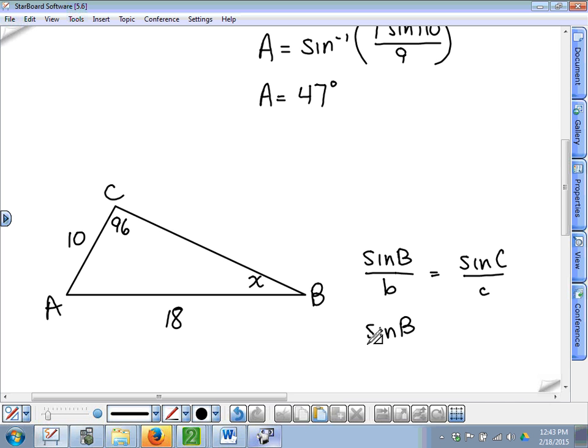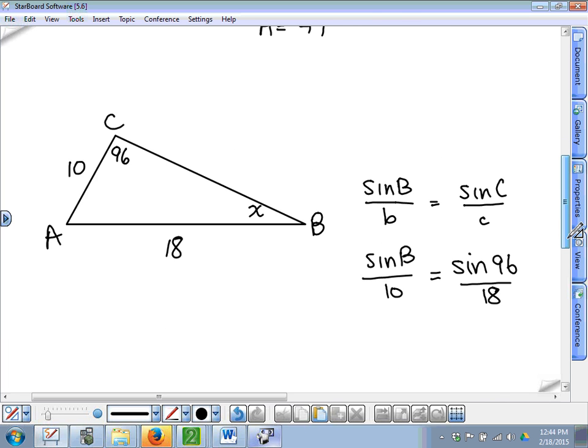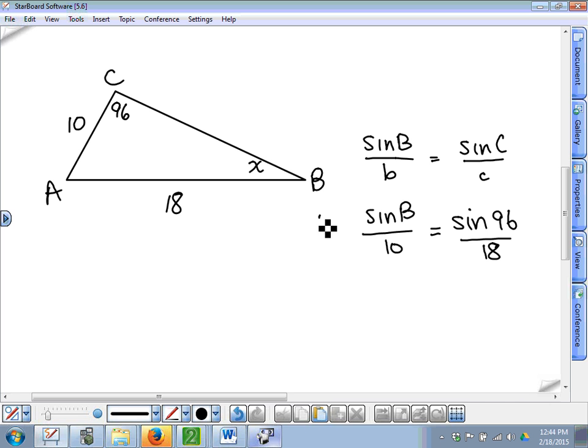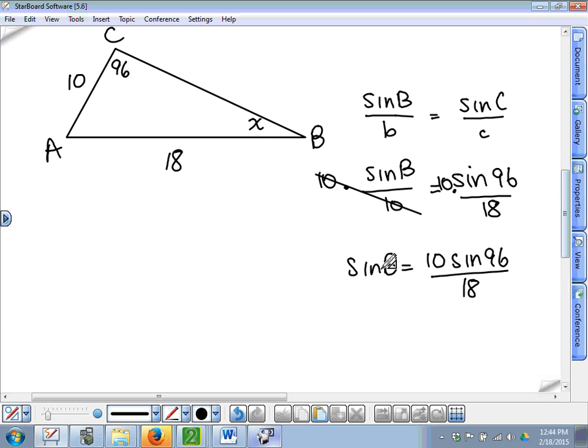Sine B over 10 equals sine of 96 over 18. Multiply both sides by 10. So sine of B is equal to 10 times the sine of 96 all over 18. Then do the inverse sine.